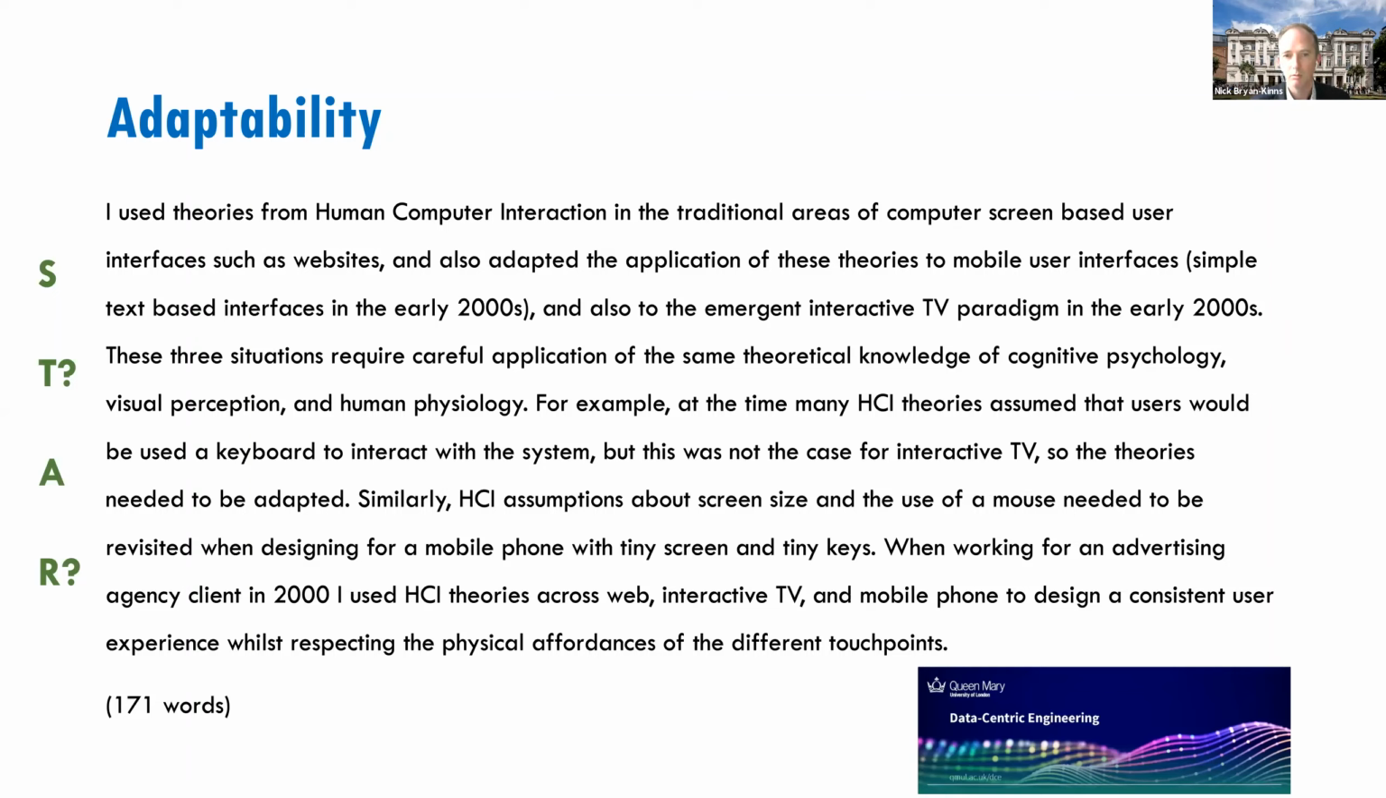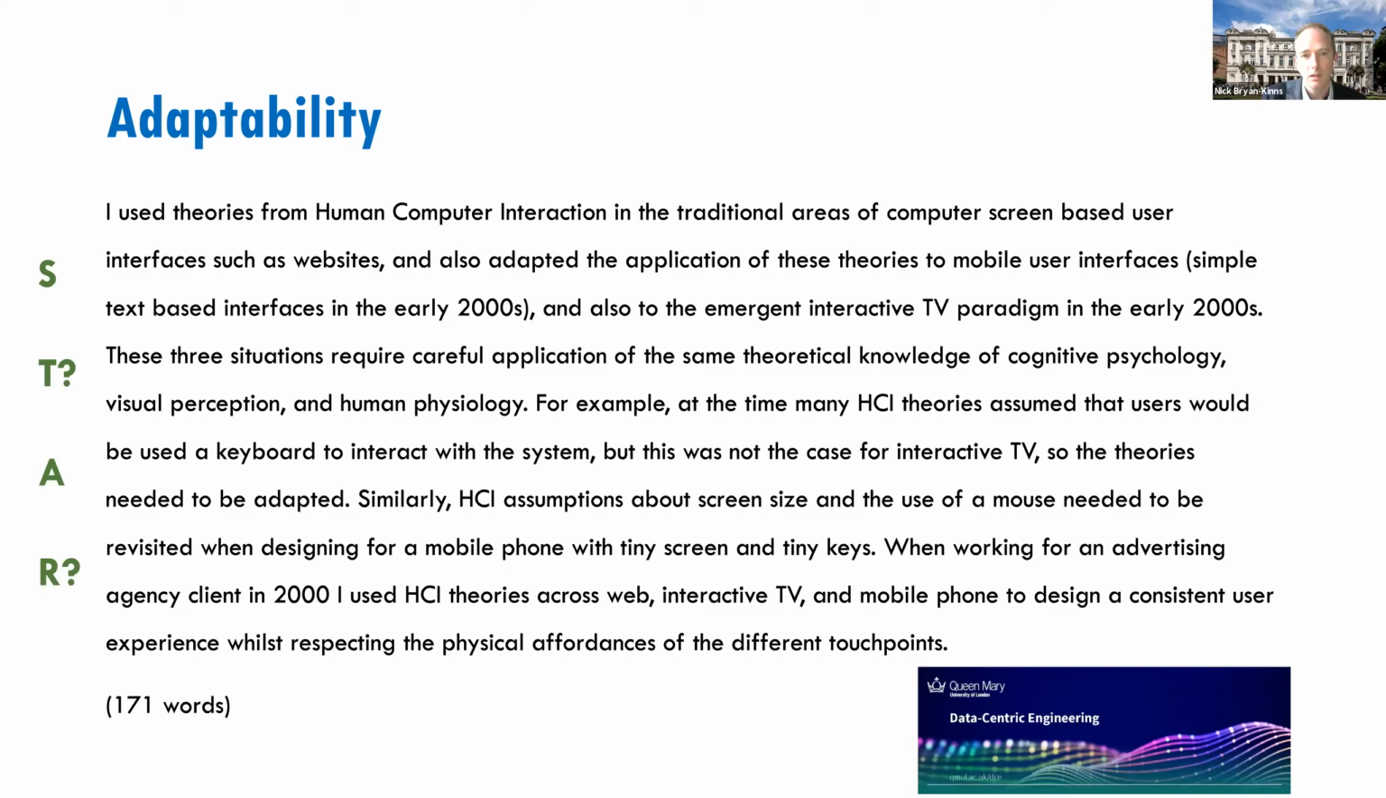So saying, oh, I need to adapt the theories because at that time, most of the HCI theories assume that people would be using a keyboard and mouse, but on a phone, it's different, and it's obviously different on interactive TV. So the activity of what I did there, adapting the theories, is clear, but the task situation is not. And then the result, again, is a bit vague, right? So it says, oh, well, when working for an advertising agency, I use HCI theories across the web, interactive TV. But it doesn't actually say what the concrete impact of that was. So was the client happy with that, or did we get good user test results, or what happened after that?